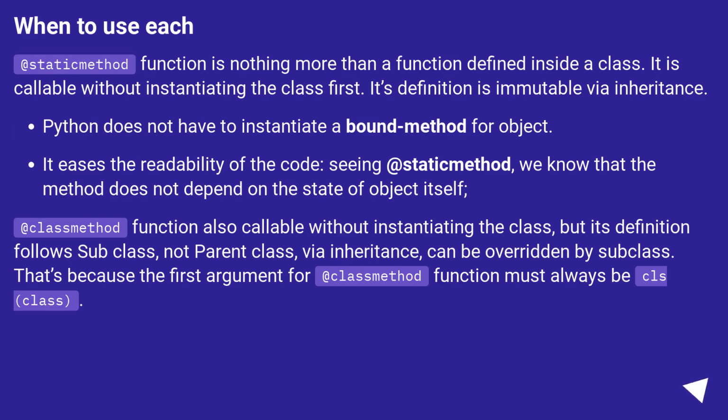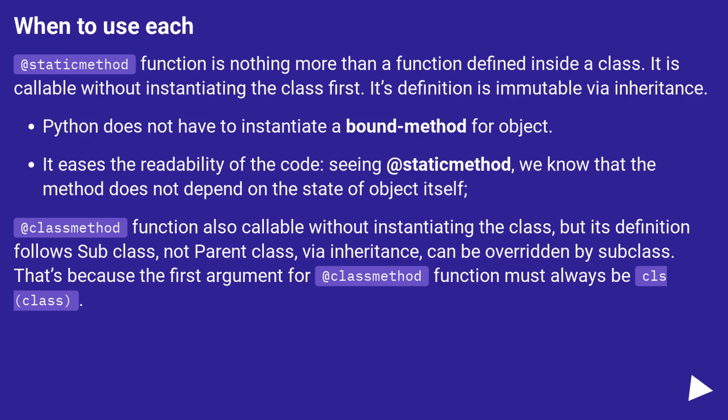When to use each. A @staticmethod function is nothing more than a function defined inside a class. It is callable without instantiating the class first. Its definition is immutable via inheritance. Python does not have to instantiate a bound method for the object. It eases the readability of the code. Seeing @staticmethod, we know that the method does not depend on the state of the object itself.